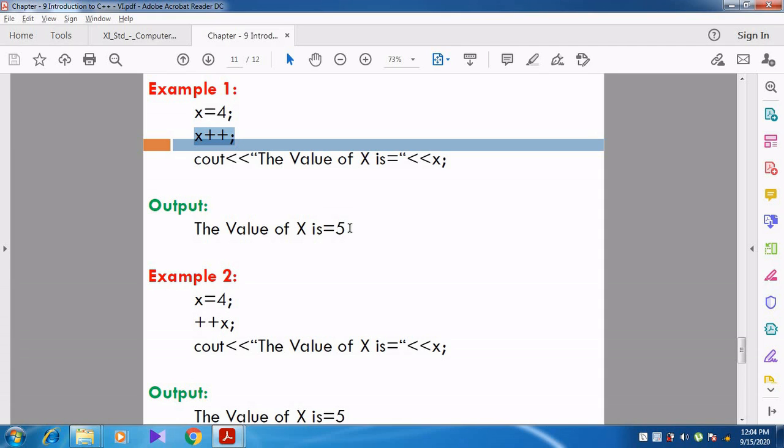What is the value of x? The value of x is 5. 4 plus 1, 5. So like that, see here, x equal to 4, plus plus x. What is the value of x? The value of x is 5. Can you understand, students? Whether postfix or prefix, you want to add plus 1.